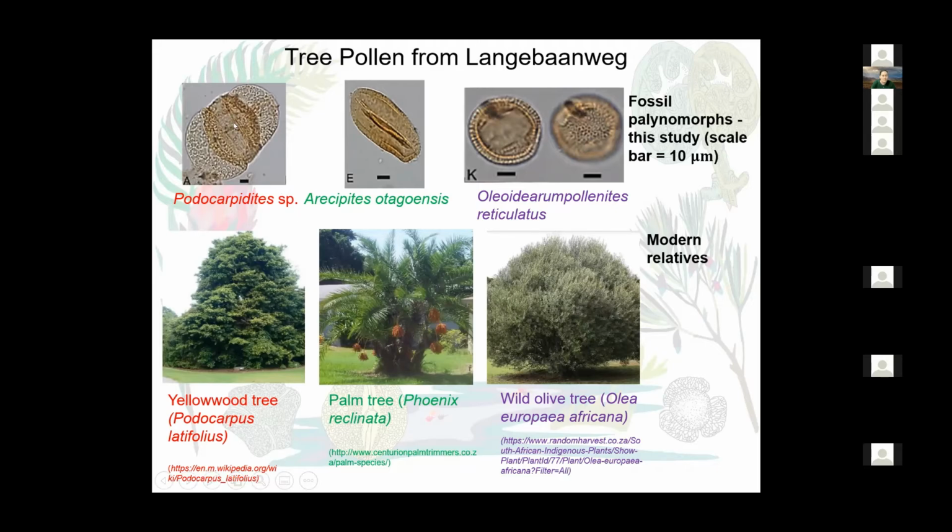Pollen grains of Podocarpidites, which were found in this study, can be compared to those of the yellowwood tree. And the yellowwood tree is our national tree, and it still occurs in the southwestern coast region. I've also identified pollen grains of Arecipites otagoensis, which can be compared to pollen grains of palm trees or Phoenix reclinata, and these are typically found along the southeastern and eastern coast of South Africa. We also have pollen grains of Oleoidearumpollenites reticulatus, which can be compared to the pollen grains of wild olive trees, or Olea europaea africana. And Oleaceae is characteristic of Mediterranean climates and still grows in the Cape today.